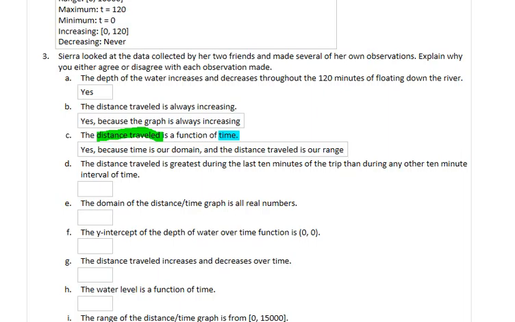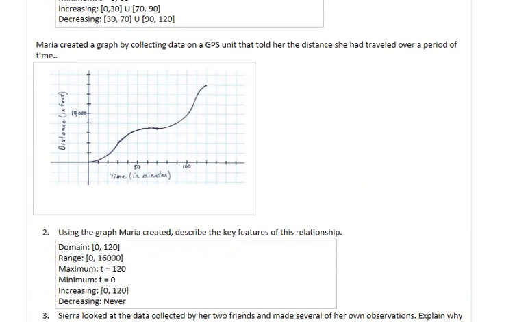The distance traveled is greatest during the last 10 minutes of the trip than during any other 10-minute interval of time. This involves us looking back up here at our graph. So we're looking here at the last 10 minutes here. Just kind of draw a little box right here of where we're looking. Now, when we're looking at a greater rate of change, that's a fancy way of saying it's steeper than anywhere else on the graph.